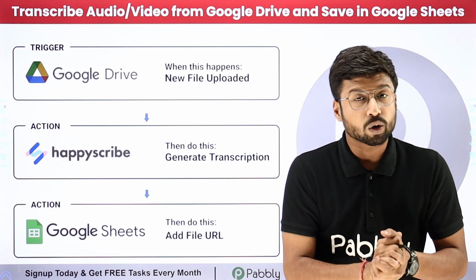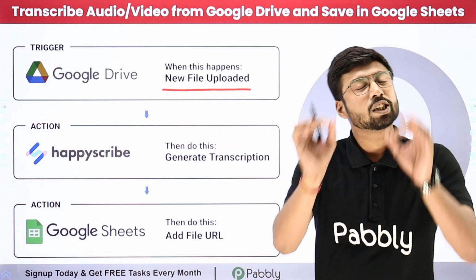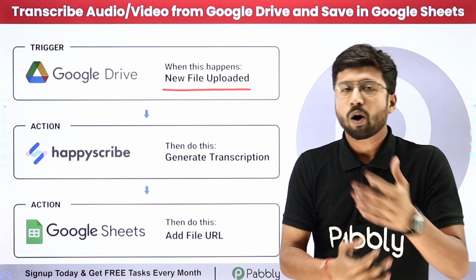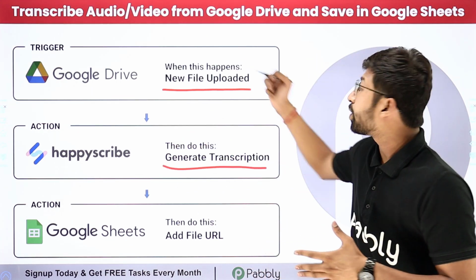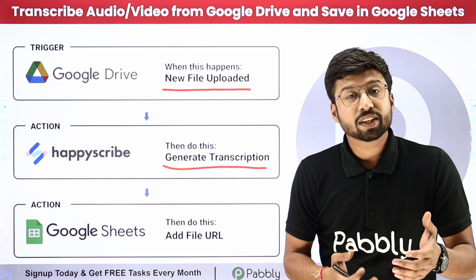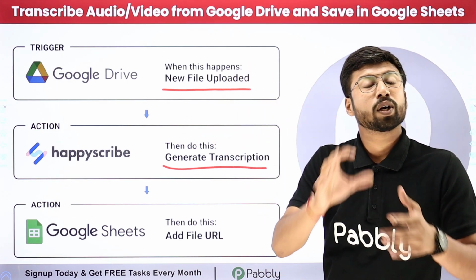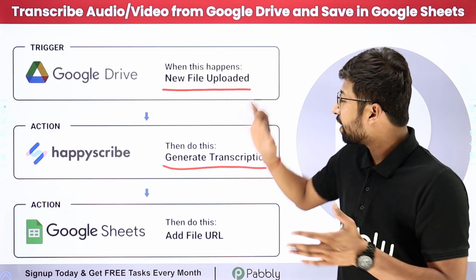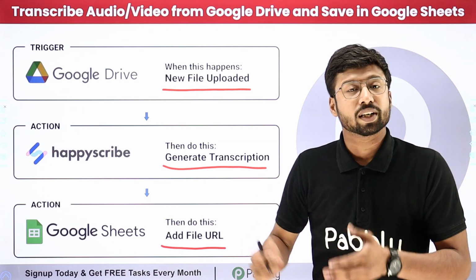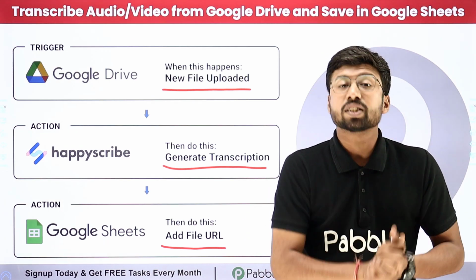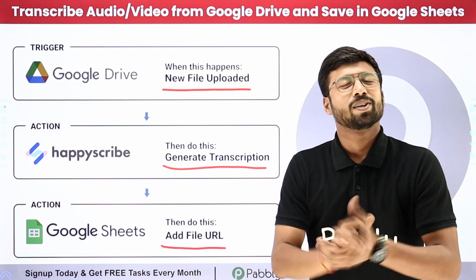So I have created an automation using which just by uploading the audio or video files into a specific folder in my Google Drive, automatically using Happy Scribe, we are going to generate the transcription of those audio and video files. And after generating the transcription, the details of the uploaded file and the transcription file which we are going to get in PDF or document format, we are going to add all of these details in our Google Sheet as the file URLs. Now, if you want to learn how you can set up this automation all by yourself, for that you just have to come with me to my screen.